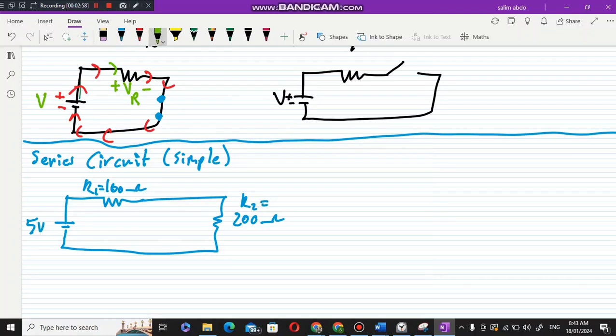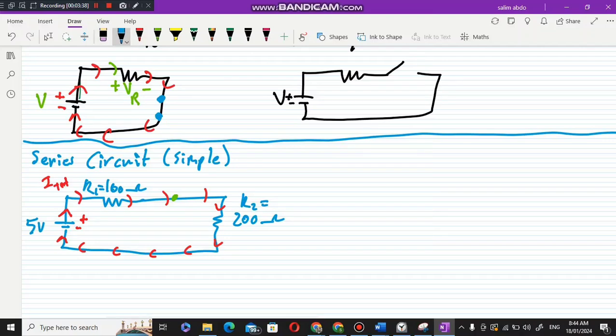We call it a series circuit because the resistors are connected in order: the first resistor ends, the second resistor starts. Also, the current flows in one path. The current exits the battery from the positive side, flows through the first resistor, then through the second resistor and back to the battery. So, as you notice, the same current is flowing through both resistors. Let's call this current I total, the total current, flowing through both resistors.